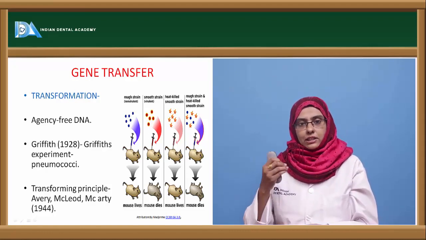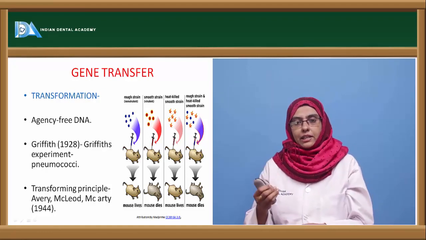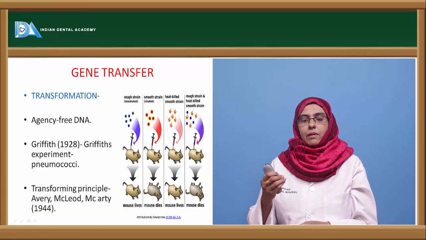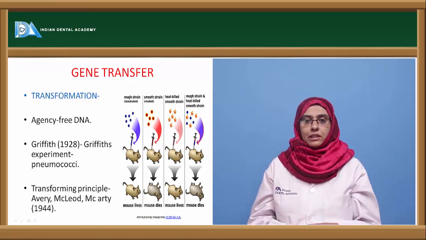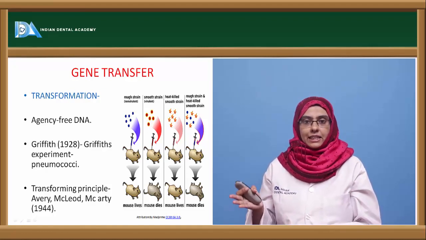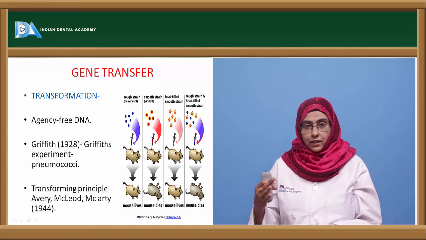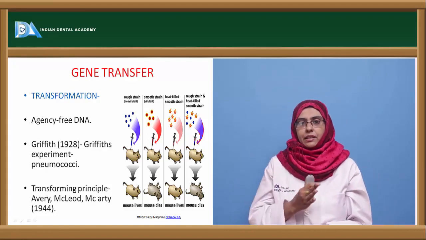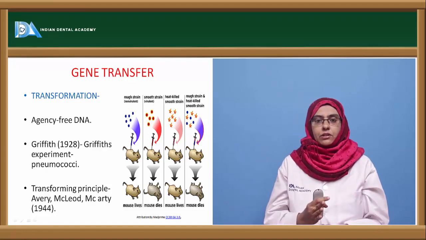Later, further experiments were carried out, and finally three scientists called Avery, MacLeod and McCarty proved that the transforming principle is nothing but the DNA molecule that has been transferred from the heat killed 3S strain to the 2R strain and changed the 2R strain to the 3S strain. So here the DNA has been transferred from the heat killed 3S strain to the 2R strain.